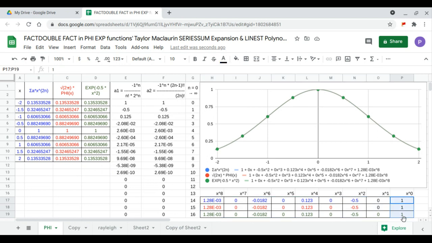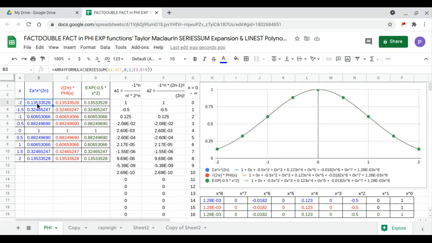Let's check this. Coefficient of x to the 0, 1. Coefficient of x, 0. Coefficient of x squared, minus 0.5. Coefficient of x cubed, 0. Coefficient of x to the 4th, 0.123. Coefficient of x to the 5th, 0. Coefficient of x to the 6th, minus 0.0182. Coefficient of x to the 7th, 0. Coefficient of x to the 8th, 1.28 times 10 to the minus 3.